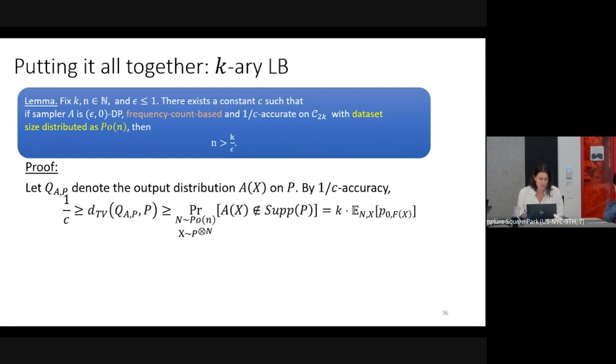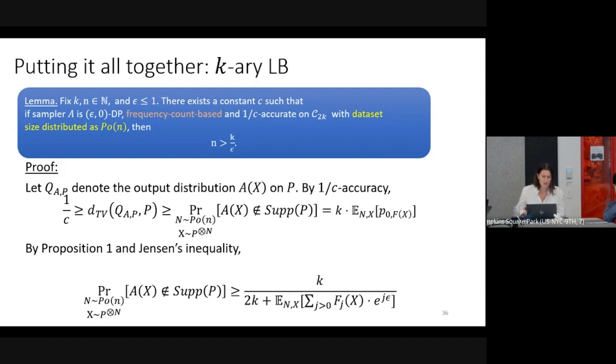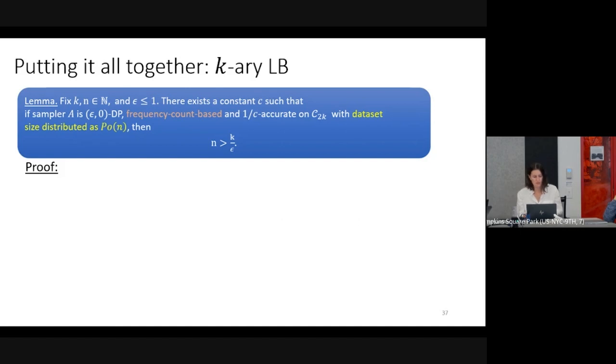Okay, so by proposition 1 and Jensen's inequality, if we take the probability now over x, not for fixed x, on proposition 1, we get this k over 2k plus the expectation of this summation. And okay, this is what we have so far, just kind of taking out all the intermediate terms.